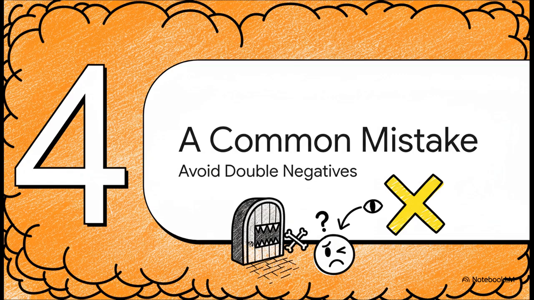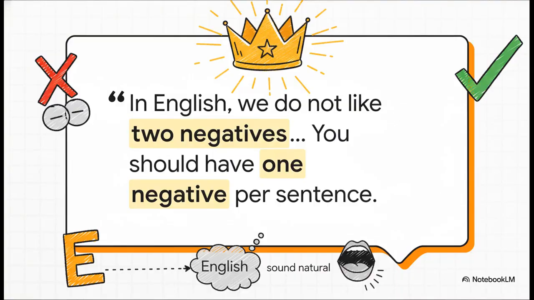Okay, you have all the rules now, but before we wrap up, I've got to share one huge trap you need to avoid. This is one of the most common mistakes English learners make, but once I point it out, you'll never do it again. And here it is, the number one golden rule of English negatives. In English, we really don't like double negatives.